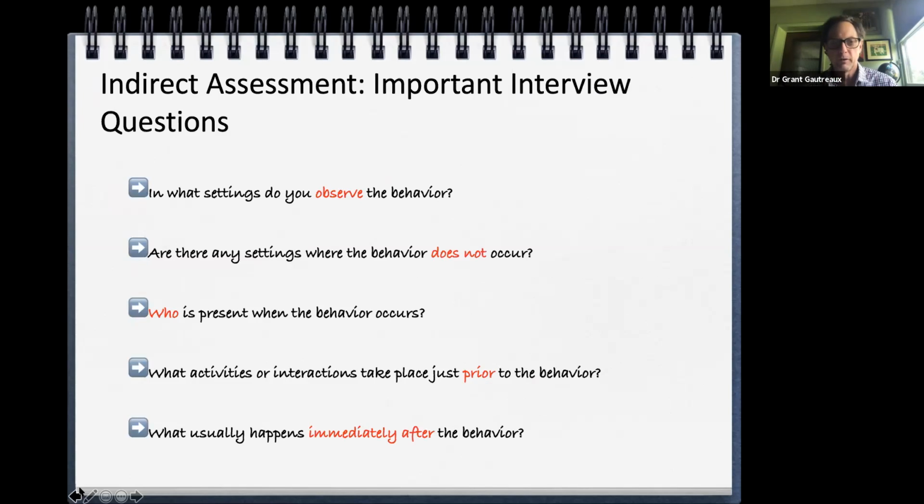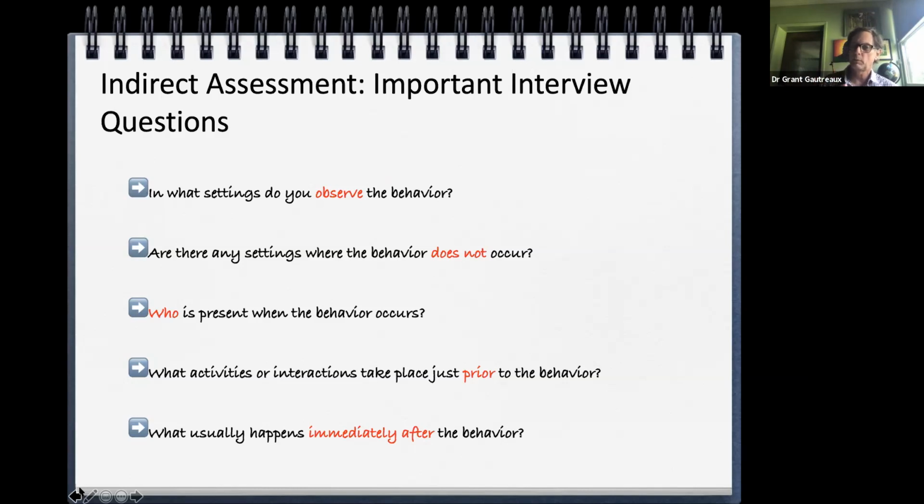So when you are interviewing people, or when you are determining what questions you're going to ask or what you're going to put on a checklist, you want to think of things like this. In what settings would the person observe the behavior? Are there any settings where the behavior doesn't occur? Who's present when the behavior occurs? What activities or interactions take place just prior to the behavior? And what usually happens immediately after the behavior? So these are the things you want to think about as you're scripting your questions. They very well may be the questions you ask, but they shouldn't be the only questions you ask.